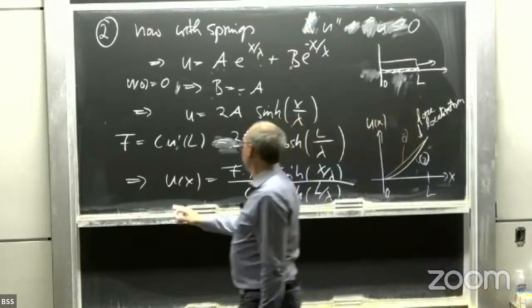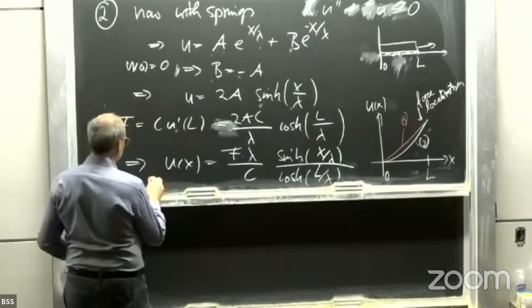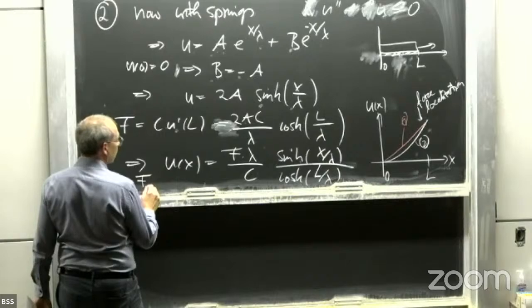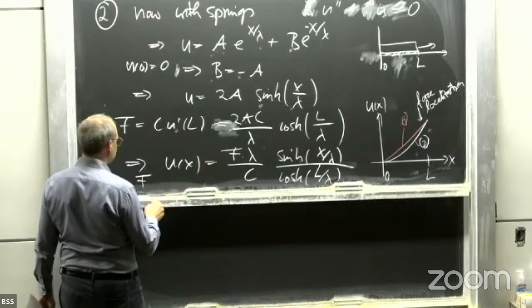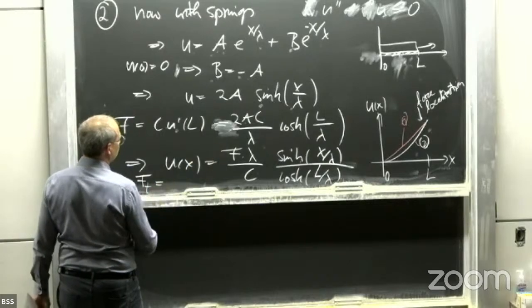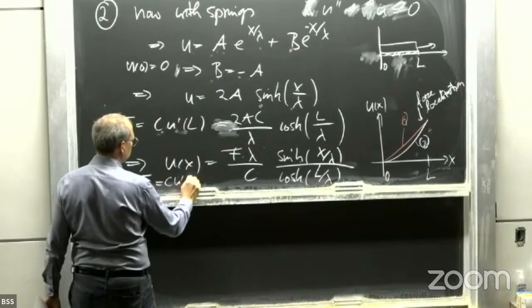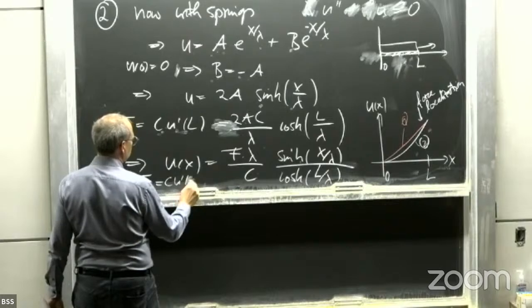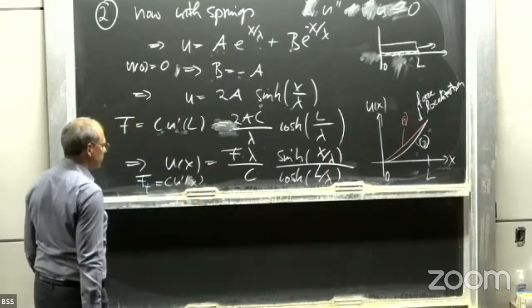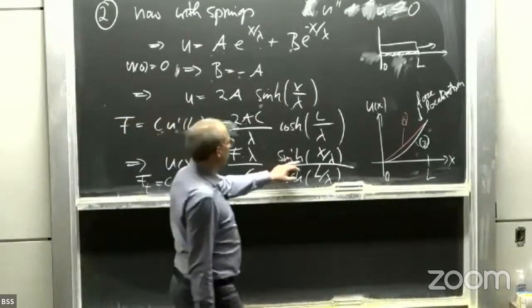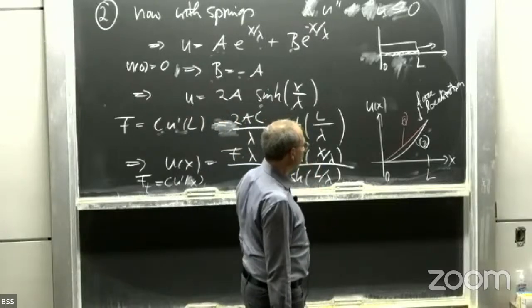Because the force is always, we could write it here immediately, okay? The force on the substrate, so the traction force, it is simply like here, okay? It's C times U dash L, U dash X. So it basically gives you also an exponential function.